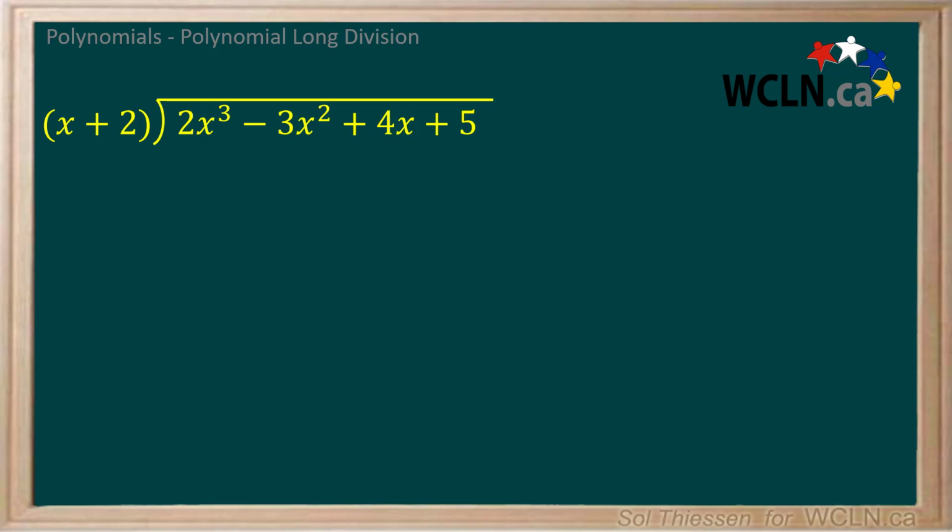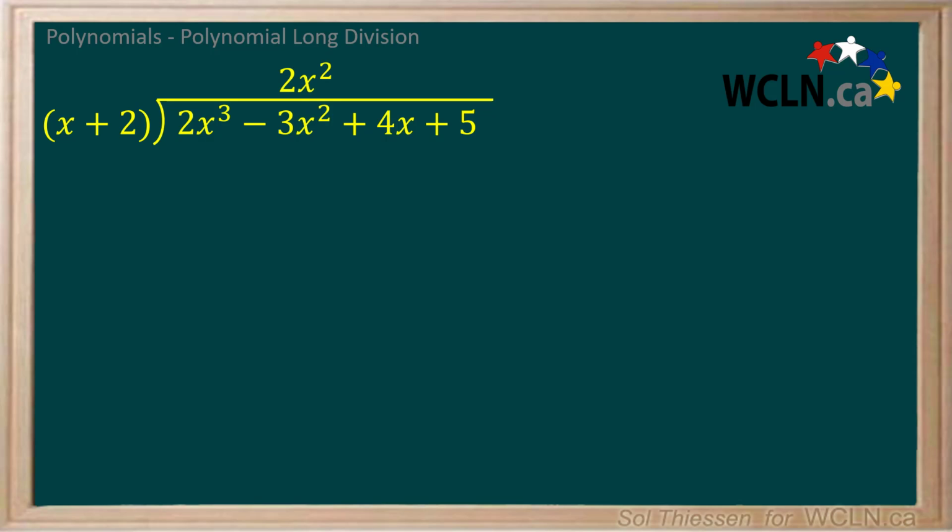The first thing to ask ourselves here is, what is 2x cubed divided by x? Note that we're not asking what is 2x cubed divided by x plus 2, we're ignoring the 2 for now. This is a key difference that comes up in polynomial long division. In other words, we're looking for something that we can multiply x by to get 2x cubed. The answer is 2x squared, which we write on top of the long division sign.